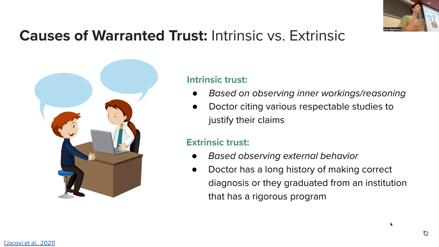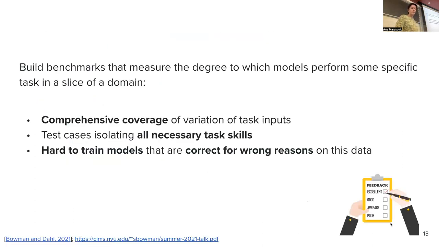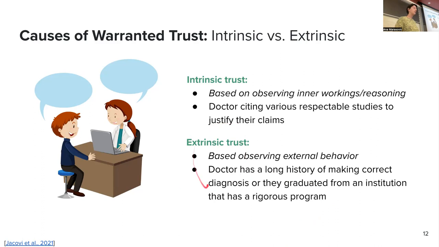Again, to give you an analogy with human-to-human interaction, this can be when a doctor has completed a very rigorous examination program, and you know that, or this doctor might have a long history of making correct diagnoses. Okay, so these are two categories of how warranted trust in a trustworthy model may happen. All right, and so I want to talk more first about the extrinsic trust, how it can be gained and how we can evaluate it.